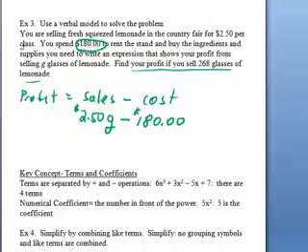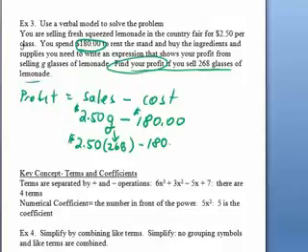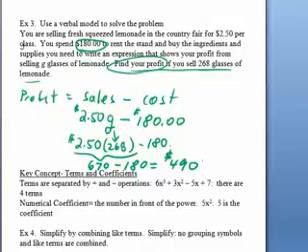So the second part of it is find your profit if you sold 268 glasses. So go ahead and substitute 268 in for G. It's 268. And we multiply that out, $670. And you subtract the $180 cost, and you end up with $490. Make sure that you put units on it. It's $490. And make sure you put your dollar sign on there. So that's your profit.